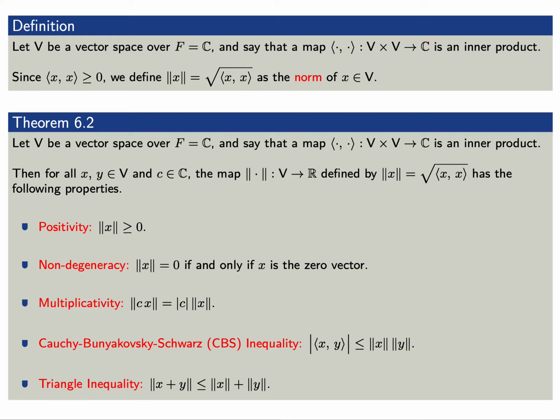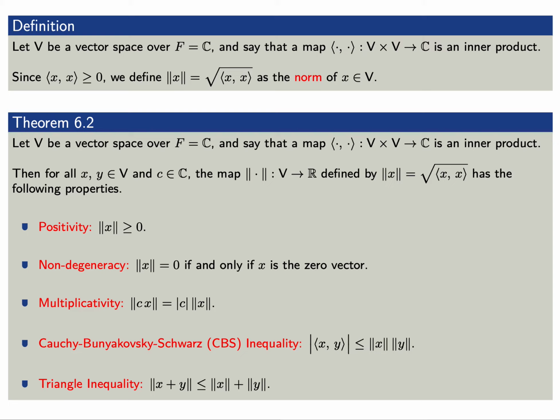Here's our main theorem. Say that we do have a norm coming from an inner product. Then our norm satisfies the following five properties. First, the norm is positive. That is, the norm of vector x is greater than or equal to 0. Non-degeneracy asserts that the norm is equal to 0 as a scalar if and only if x is 0 as a vector. Third, we have multiplicativity. This says for any scalar c, the norm of a scalar c times a vector x is equal to the absolute value of the complex number c times the norm of the vector x.